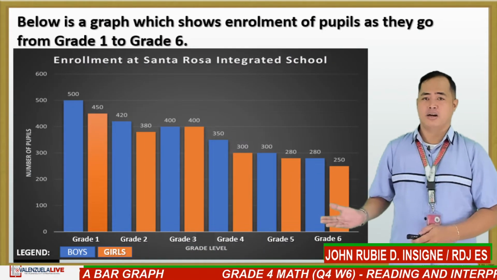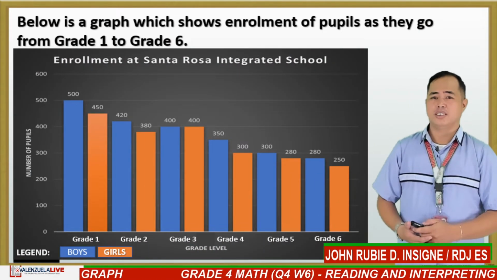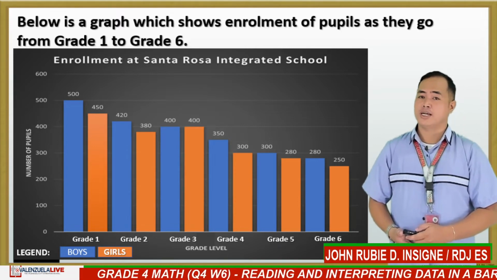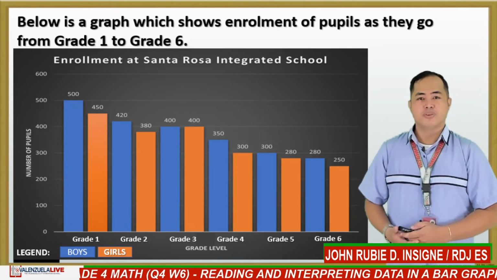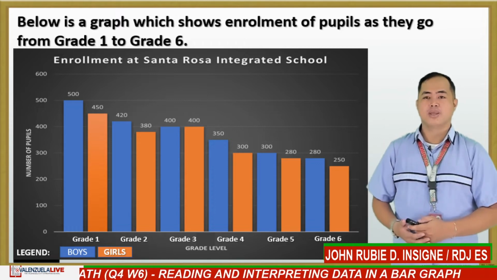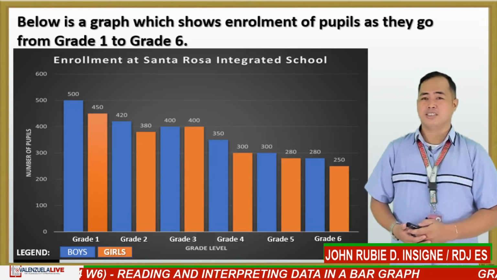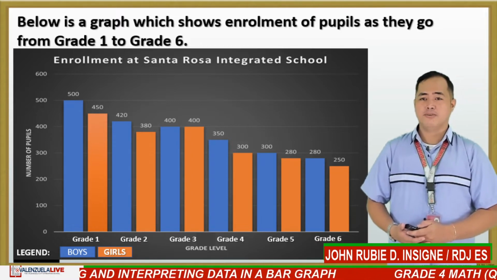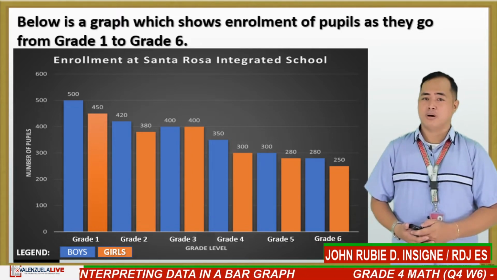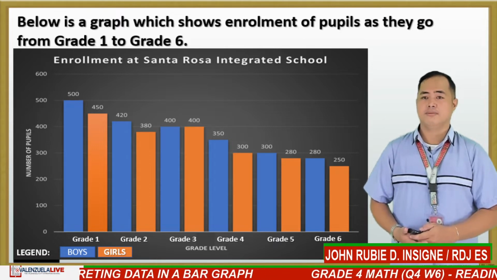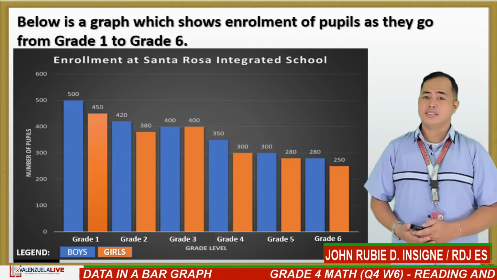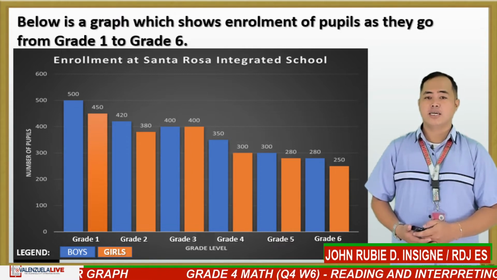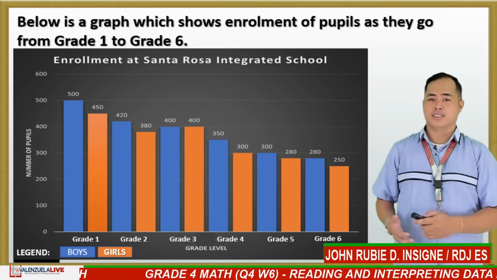Look at this bar graph. What did you notice? This is an example of double vertical bar graph. There are two colors, right? Did you see the legend below the graph? The blue bar stands for boys and the orange bar stands for girls. Take a look and let us study more on this graph about enrollment of pupils as they go from grade 1 to grade 6.